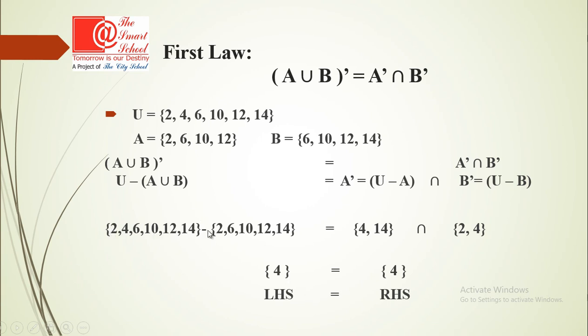Let's check. 2 is cancelled by 2, 6 minus 6, 10 and 10, 12 and 12, 14 and 14. So all these are minus. So only 4 is left. Now we will come to the right side.